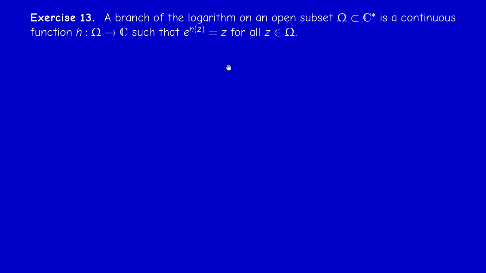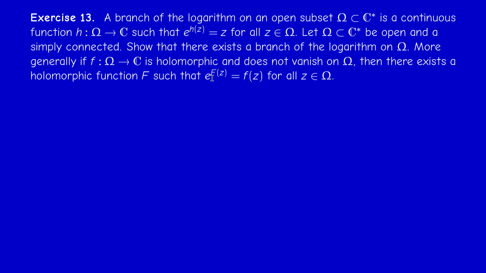I will not get into the details here, but there are branches of the logarithm if we remove half a line from C. And what you call the principal branch, or the principal determination, is obtained when you take omega equals C without the negative real axis. This is what you call the principal branch of the logarithm. It solves this equation. Okay, and now the question is, if omega is simply connected, show that there exists a branch of the logarithm.